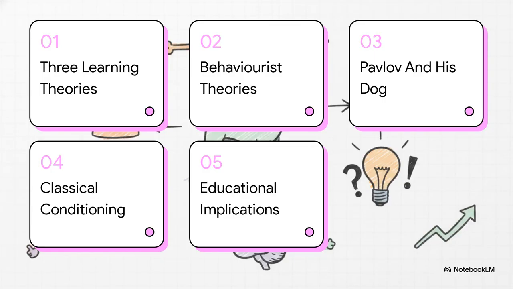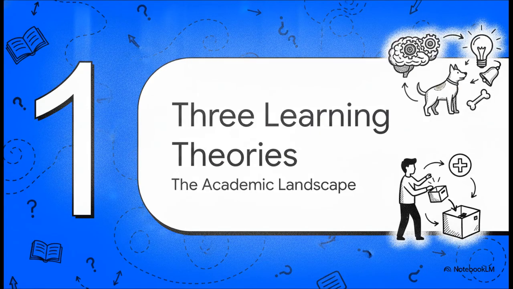Here is our roadmap for today. We'll look at the three learning theories, decode behaviorist theories, zoom in on Pavlov and his dog, break down the rules of classical conditioning, and finally, look at real-world educational implications. All right, jumping right into Section 1, the three learning theories, mapping the academic landscape.